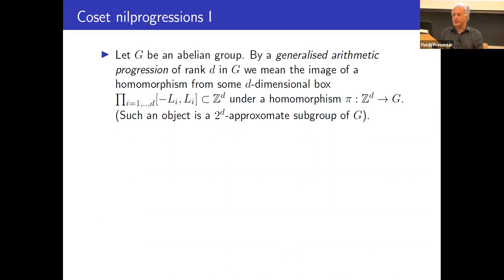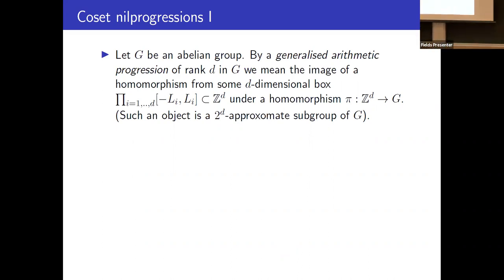Take a D-dimensional box in Z to the D and take a homomorphism pi from Z to the D to G, then the image of that is called a generalized arithmetic progression. And obviously, what does it depend on? You have the point 1, 1, 1, 1 in Z to the D. You look at the image of that, and that determines everything.